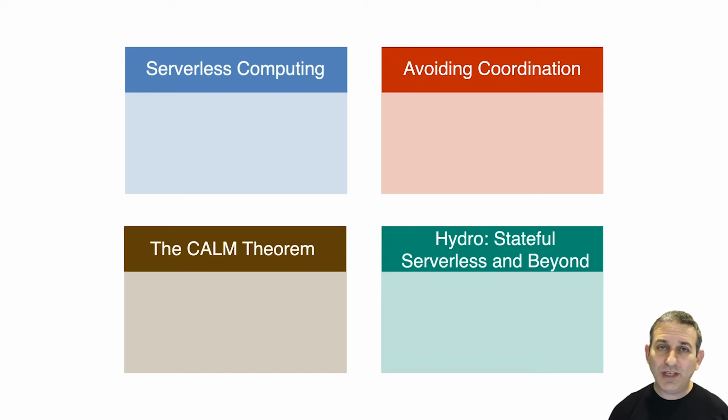To talk in 4 chapters, the first chapter we'll look at is the state of serverless computing today. Then we'll talk about one of the key issues in performance and correctness of distributed systems, which is avoiding coordination, and the CALM theorem, which tells us when exactly we can correctly avoid coordination. And then finally, I'll talk about work going on in the RISE lab at Berkeley now, the Hydro project, topics like stateful serverless computing and beyond.